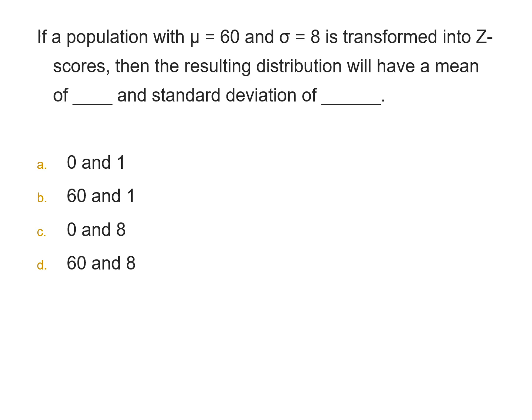So as we wrap things up, let's do a quick review. A population with these mean and standard deviation values is transformed into Z-scores. What will these properties be for the new Z distribution? And that answer is going to be A, Z always has a mean of 0 and a standard deviation of 1.